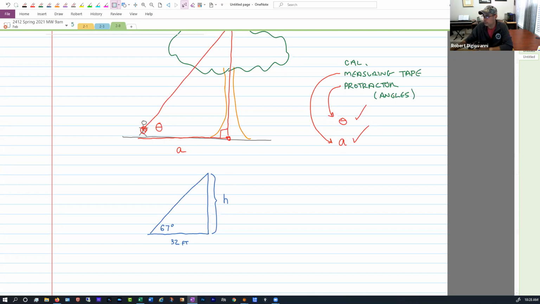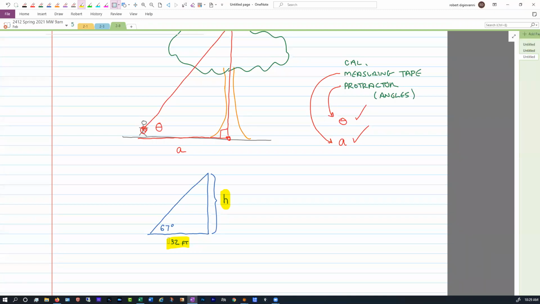Now, Sierra, are you there? Yes, I'm here. Okay, Sierra, so important question for you. We know this side, well, sorry, we want that side and we know this side, right? So that's the what side and what side? SOHCAHTOA, that's the what side and what side? Adjacent and opposite. So Sierra, we want to know what the opposite side is, right? We know the adjacent side, right?